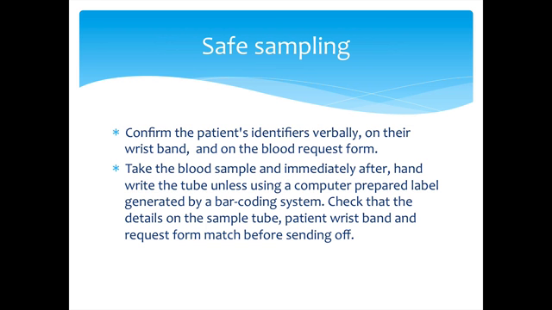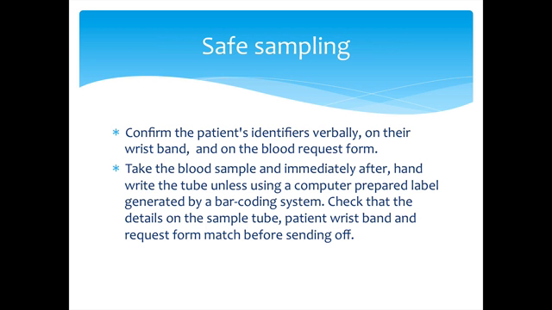So confirm the patient's identifiers verbally with the patient if they are able to communicate with you. So ask them their name, their date of birth, and their age. And then check these details on their wristband and on the blood request form. If the patient doesn't have a wristband, you can't request a group and save or a cross match for them. The lab will refuse it. So make sure that the patient's got a wristband.